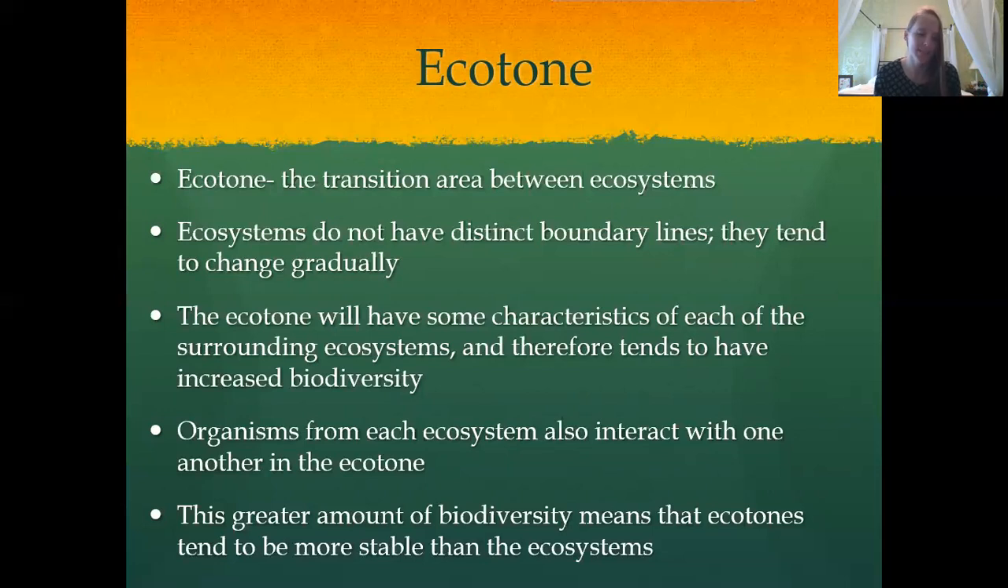And the area where that transition occurs is the ecotone, and that ecotone tends to have characteristics from both ecosystems on either side of it, and because of that, it tends to have higher levels of biodiversity. Because there are organisms that live in the forest and organisms that live in the grassland that can both live in the ecotone. And then of course, that higher level of biodiversity means that ecotones are more stable because they're more likely able to maintain their dynamic equilibrium.